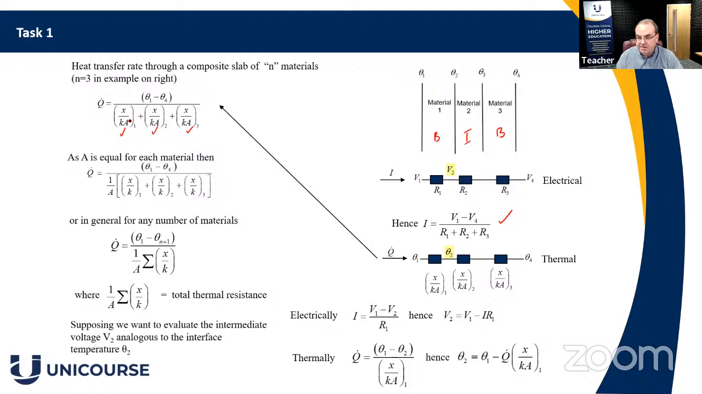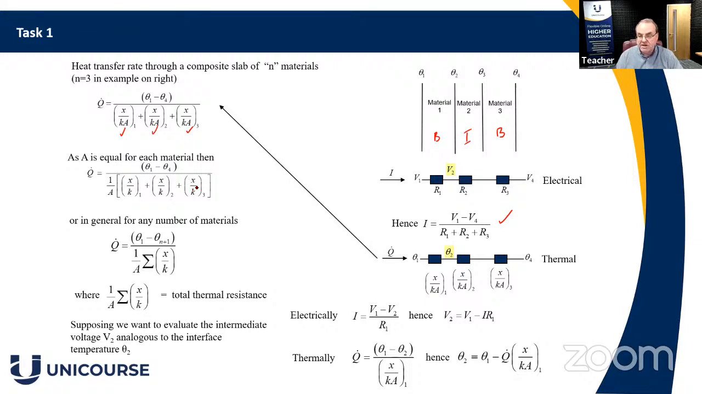Now we can tidy that equation up a little bit because we assume that the area is going to be the same for each term. It's not for where we have circular geometry, such as we're going to discuss later in pipes, but for a flat surface, the surface area will be the same. So we can take the area out of that expression and take it outside of the brackets. So we have Q now is equal to θ1 minus θ4 over 1 over A, and we have X over K1 plus X over K2 plus X over K3. And of course, K is the thermal conductivity of each material, and X is the thickness of each material.